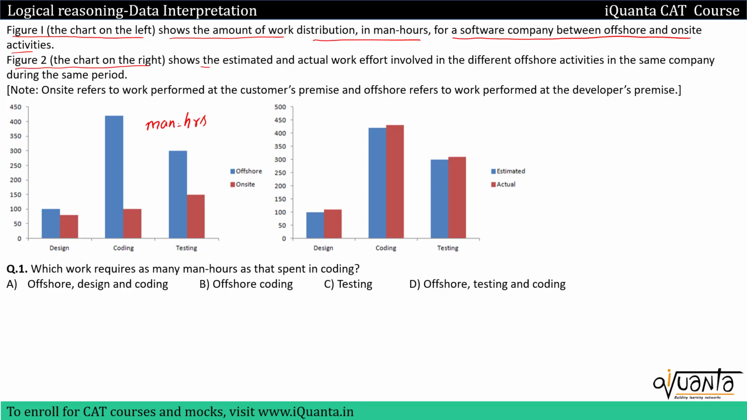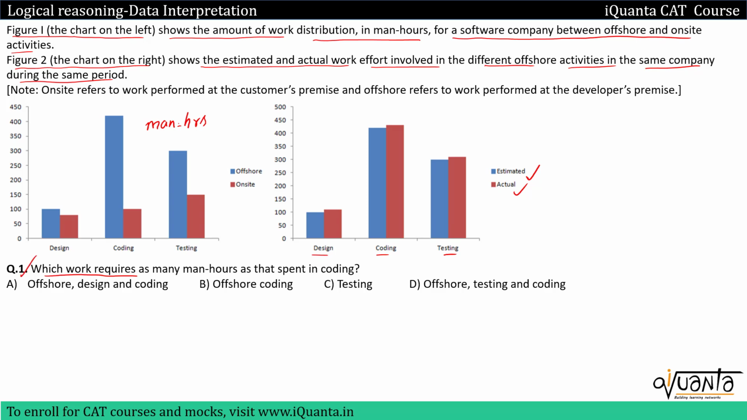Figure 2, the chart on the right, shows the estimated and actual work effort involved in different offshore activities in the same company during the same period. So in chart 2 we have estimated and actual work effort in these activities: design, coding and testing. So this is the only thing that we have been given. Let us read the questions.